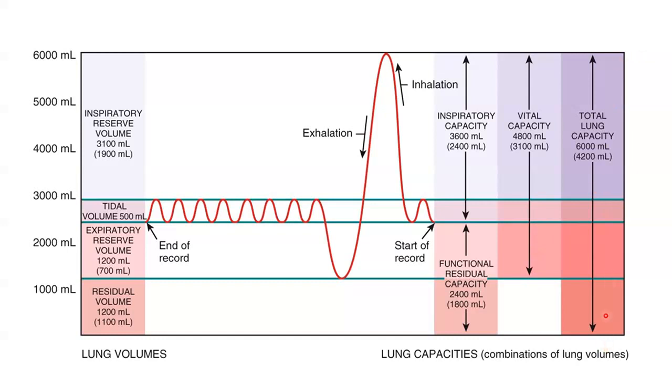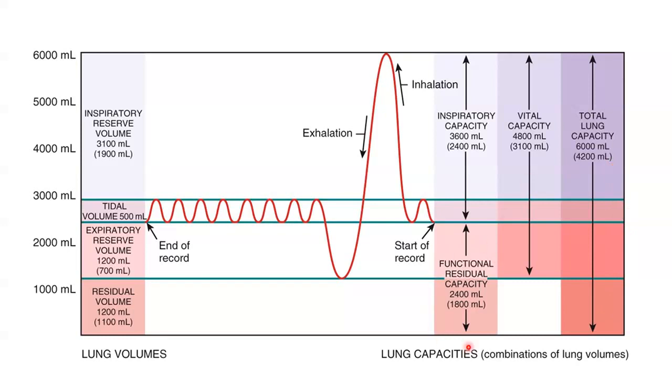Our total lung capacity is the maximum volume of air that can be held within the lungs. So this is not moved in or moved out, but just the maximum amount of air that can fill your lungs. It's represented by this line here. And we simply have to sum the 1, 2, 3, 4 of our lung volumes.